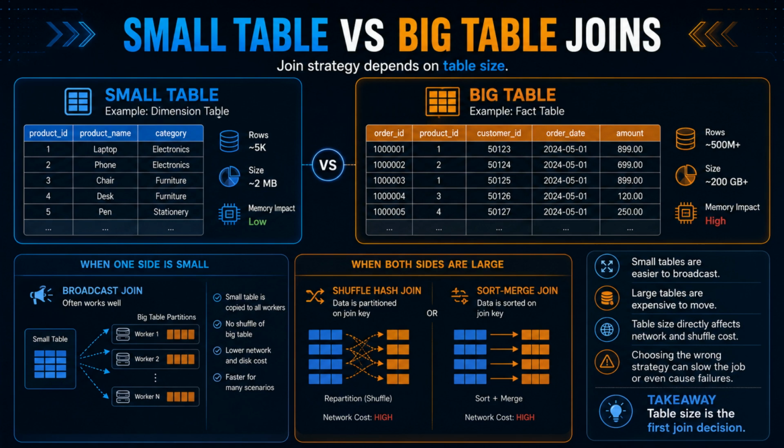But when both sides are large, Spark usually needs a shuffle-based strategy, such as a shuffle hash join or a sort merge join. Large tables are expensive to move, and table size directly affects join cost. Takeaway: table size is the first join decision.